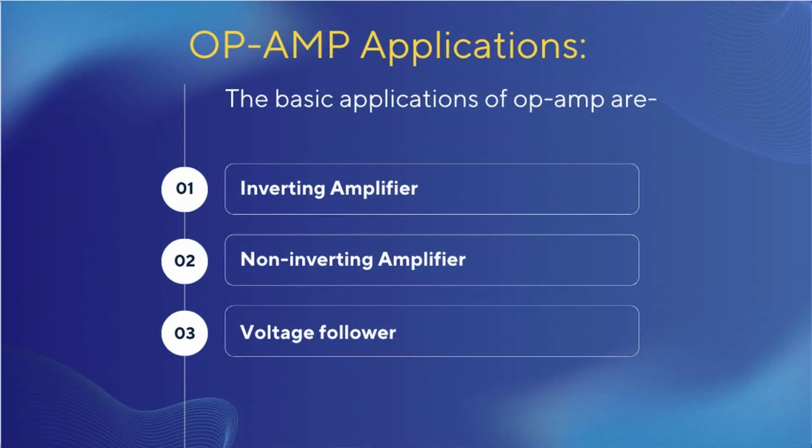Now, what are the applications of operational amplifier? Op-amps can be used in both linear and nonlinear applications. A circuit is said to be linear when a linear relationship exists between its input and output voltage. Similarly, the circuit is said to be nonlinear if there is a nonlinear relationship between its input and output. The basic applications of operational amplifiers are the inverting amplifier, non-inverting amplifier, and voltage follower. Let us first discuss what an inverting amplifier is.